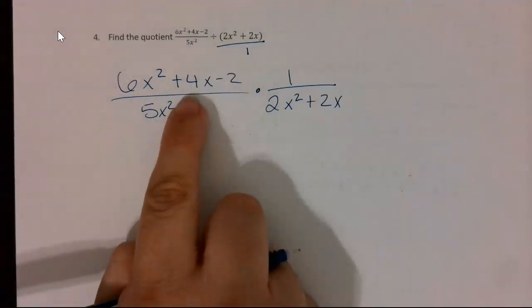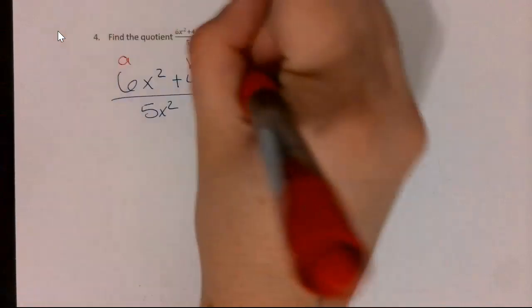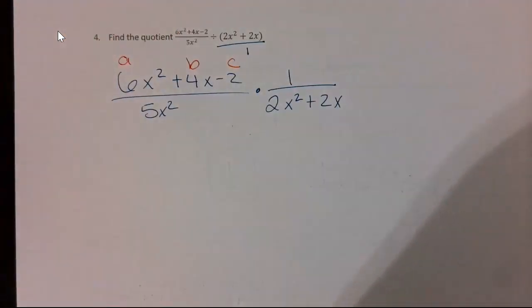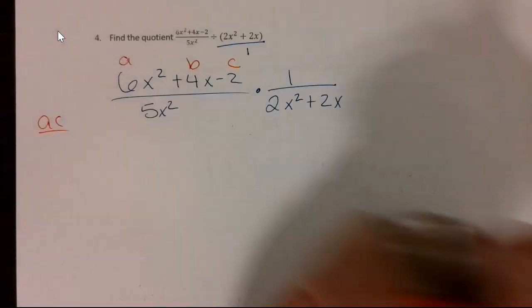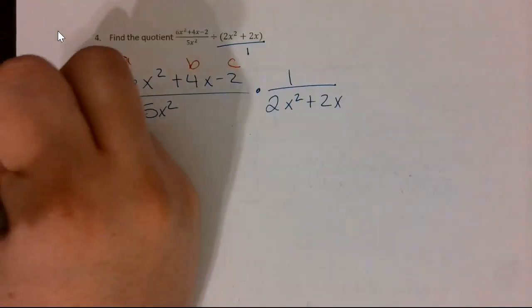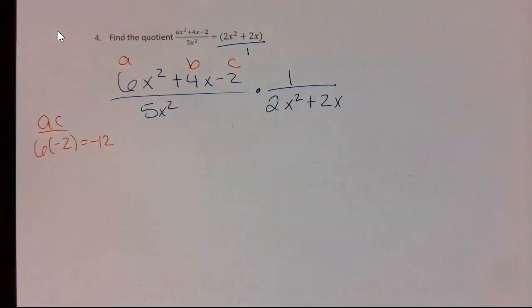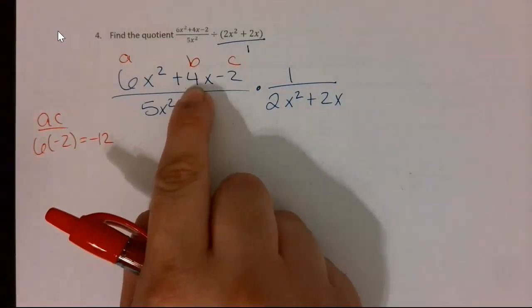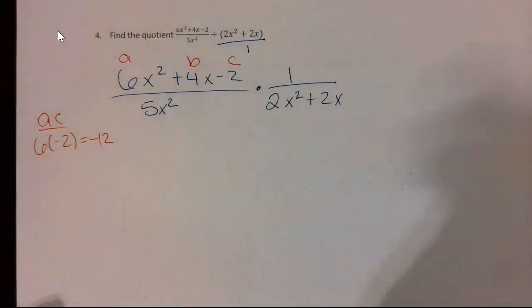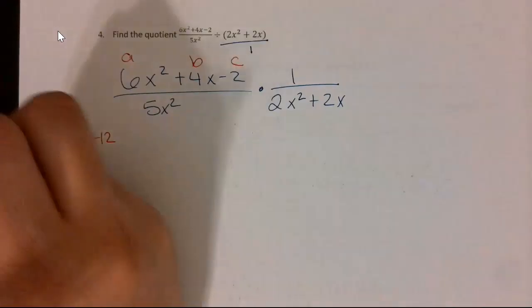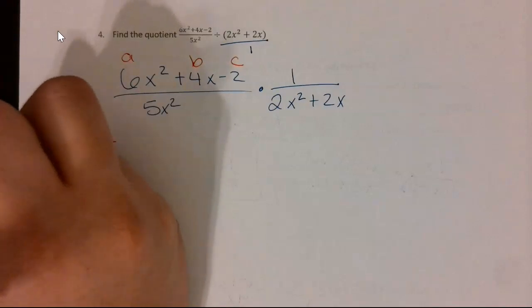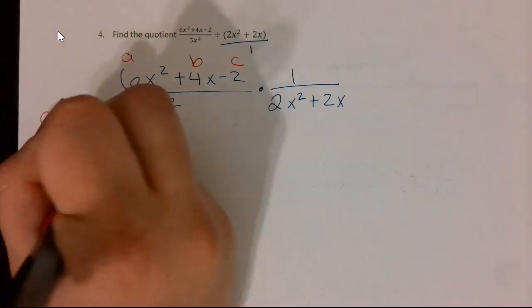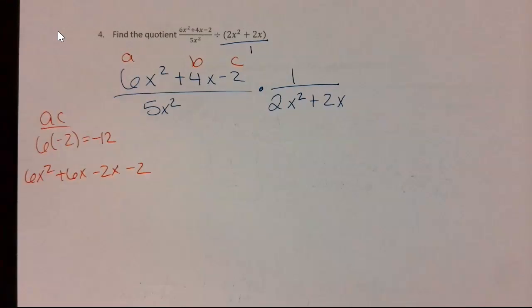I want to first focus on factoring this. So I have a is 6, b is 4, c is negative 2. AC is going to be 6 times negative 2, so I get negative 12. I'm looking for two numbers that multiply to negative 12 and add up to my b value of 4, which would be 6 and negative 2. So I'm going to rewrite it as 6x squared plus 6x minus 2x minus 2.